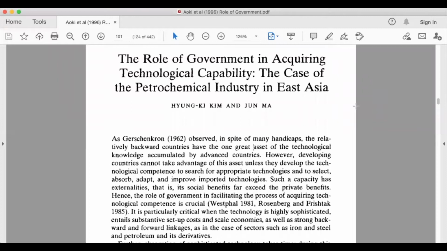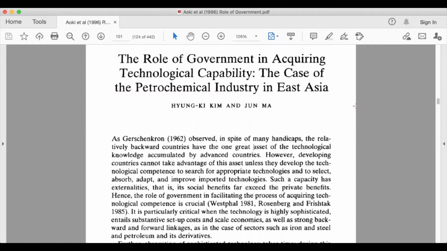So this chapter starts like this. "As Gerschenkron observed, in spite of many handicaps, the relatively backward countries have the one great asset of the technological knowledge accumulated by advanced countries." In other words, technological knowledge has already been accumulated by advanced countries, and developing countries have the ability to take advantage of that prior knowledge.